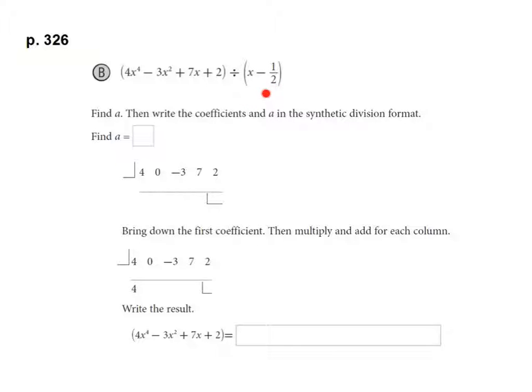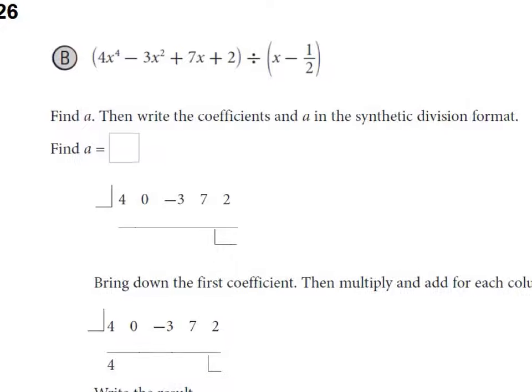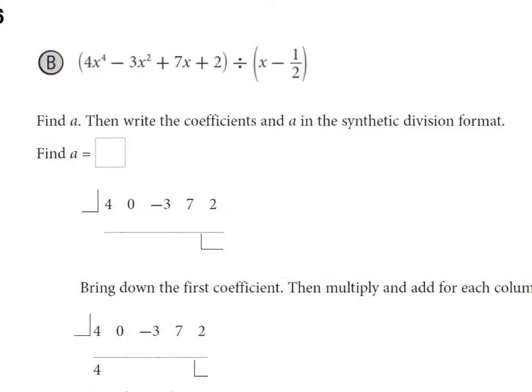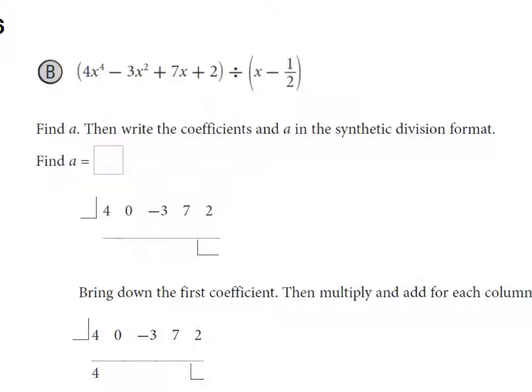Now, I did say at the very beginning that a can be any real number. So in this case, it's going to be 1/2. It doesn't have to be an integer. So I'm going to zoom in. First step is to find a. And since we have x minus 1/2, that fits our x minus a, which means a is then 1/2.